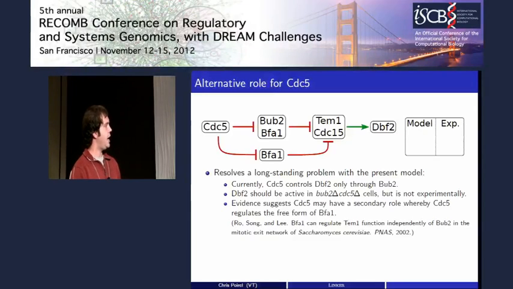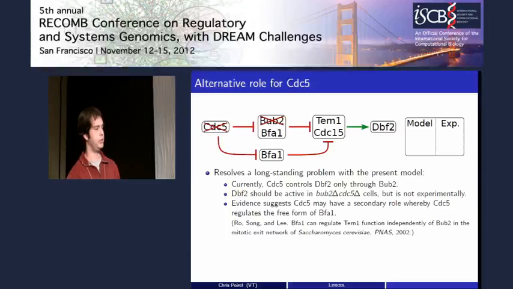However, after looking closer at this publication that supports the link between CDC5 and TIM1, even just reading the title, you see: BFA1 can regulate TIM1 functionally independently of BUB2 in the mitotic exit network. So what that says is BFA1 can inhibit the formation of this complex without necessarily needing to complex with BUB2, even though we know this is a valid inhibitory interaction. This suggested that CDC5 should be connected to TIM1 using this secondary regulatory role, whereby CDC5 inhibits the formation of the free form of BFA1, and then it inhibits the formation of this complex.